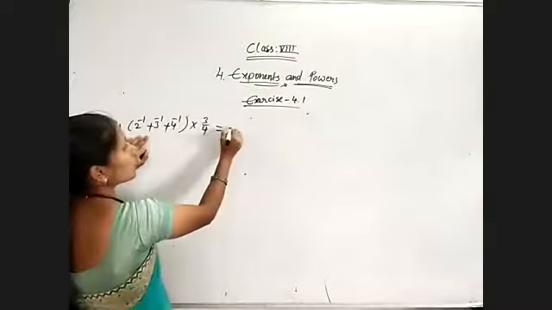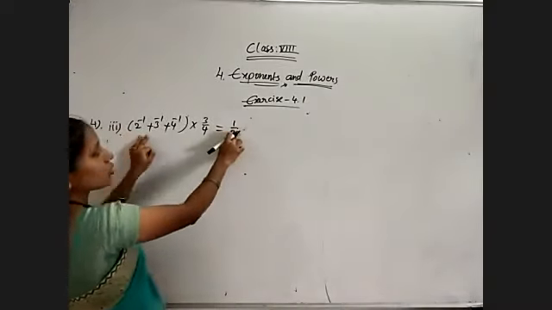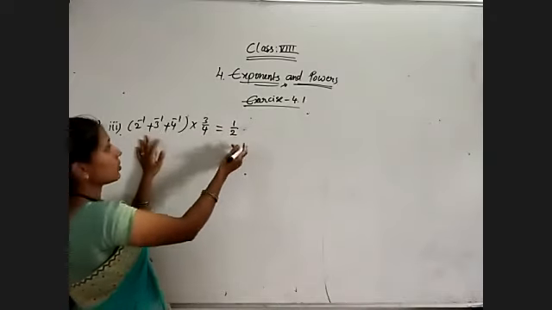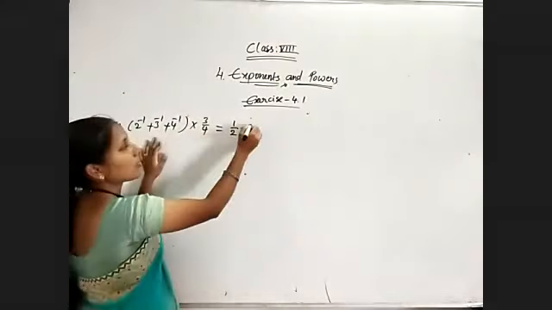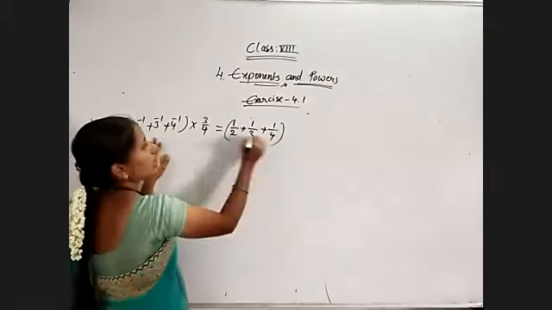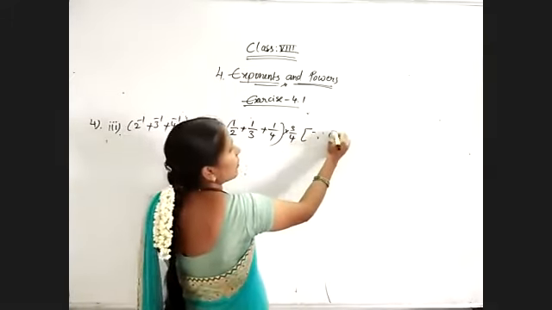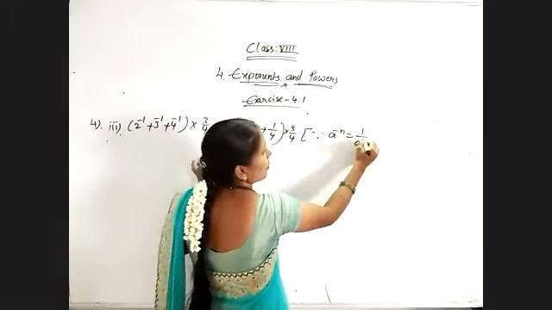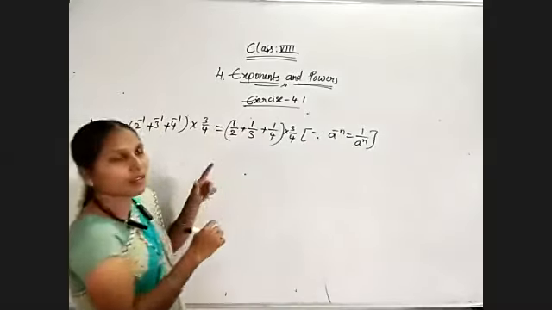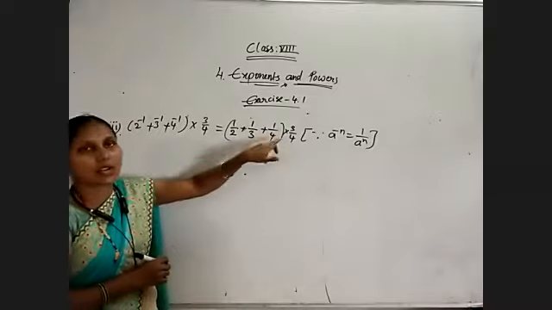That's why 2 power minus 1 is 1 by 2, plus 1 by 2 power 1. 2 power 1 is nothing but 2 itself. Directly I am writing: 3 power minus 1 is 1 by 3, and it is 1 by 4 into 3 by 4. Here we have used the relation a power minus n is equal to 1 by a to the power of n, and a power 1 is a itself. So 2 power 1 is 2, 3 power 1 is 3, 4 power 1 is 4.